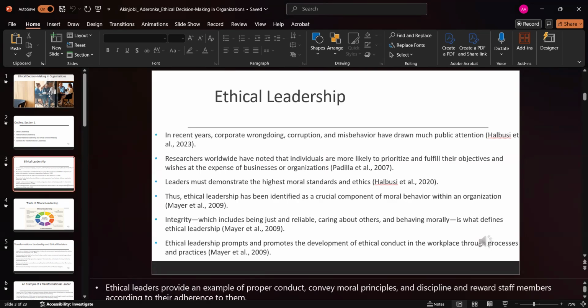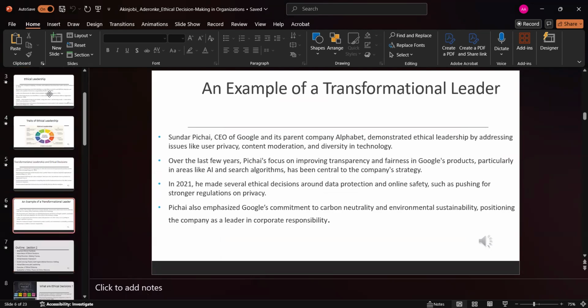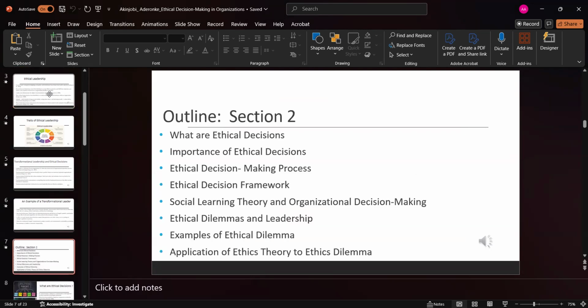Section two has to do with decision making. I'm going to be looking at what are ethical decision makings, importance of ethical decision making, the ethical decision framework, theories that support organizational decision making, examples of ethical dilemma, and then the application of ethics theory to ethical leadership.